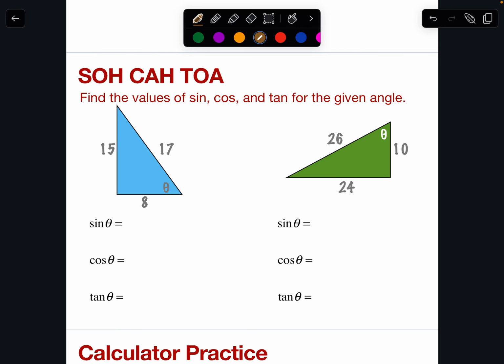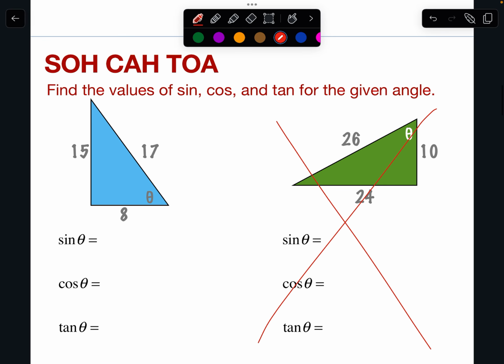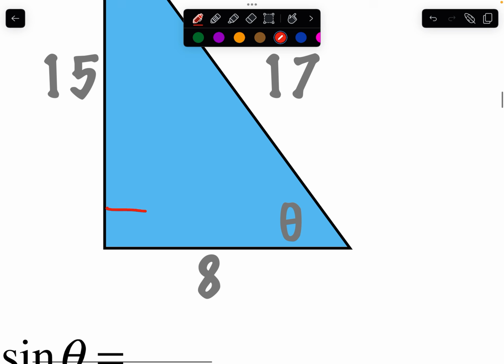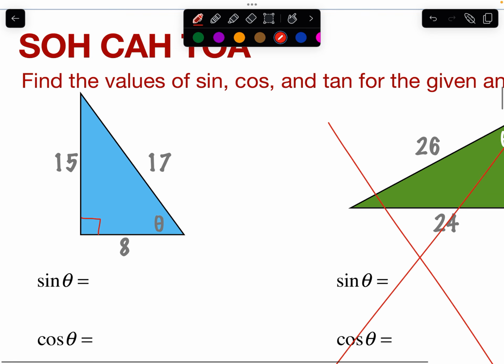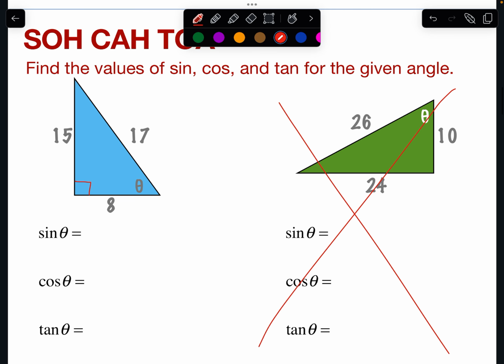To do so, we'll just take a right triangle and practice writing in some of these trigonometric ratios. We'll just do one of these to keep the video a little bit more brief. Consider the blue triangle off to the left here, and this is a right triangle. It says find the values of sine, cosine, and tangent for the given angle. The given angle is the angle with the Greek letter theta in it.